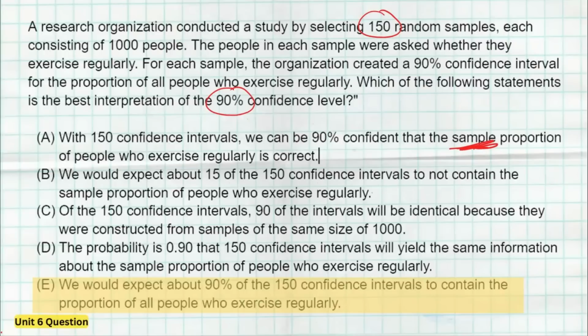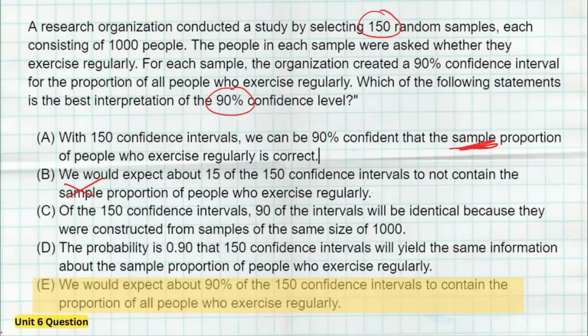B says we would expect about 15 of the 150 confidence intervals to not contain the sample proportion of people who exercise regularly. Once again, that's actually kind of correct, but they use the word sample. Again, that's wrong. Technically, that does make sense because if 90% are going to contain the truth, then 10% will not, and 15 out of 150 is 10%. But if that choice said we would expect about 15 of the 150 confidence intervals to not contain the population proportion of all people who exercise regularly, that would be correct. But it says the word sample.